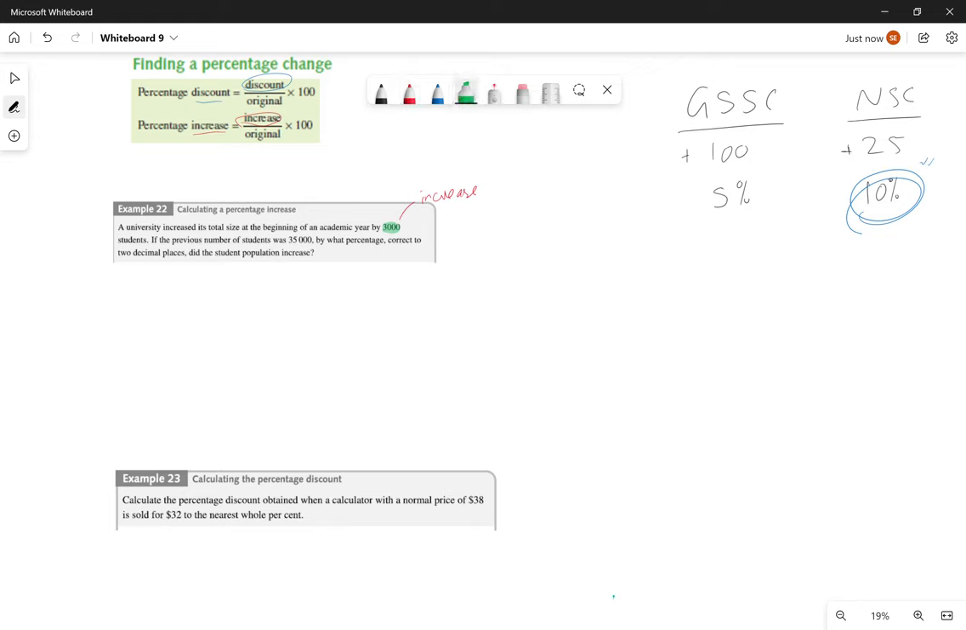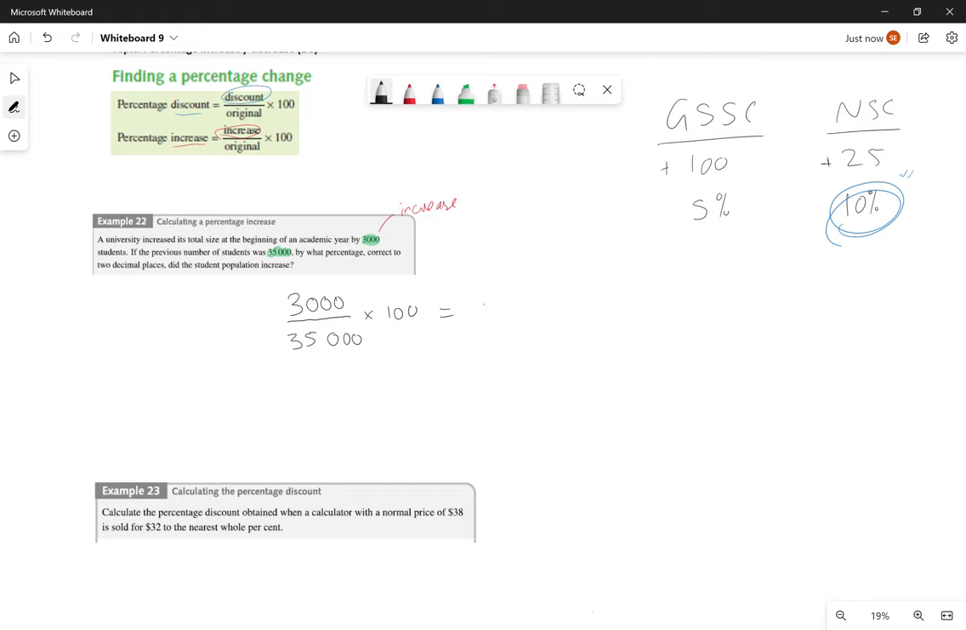So our original was 35,000. They want us to calculate the population increase. Cool. So our increase is 3,000. Then we do it over the original, which is 35,000. And then we times it by 100. Then we put that into our calculator, and we'll get 8.6%. Great. So not too bad.